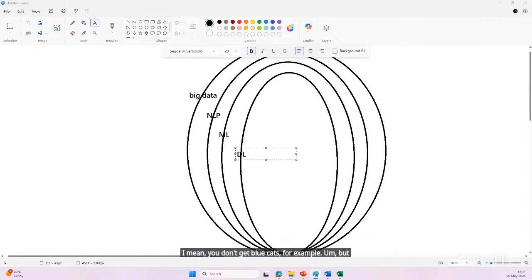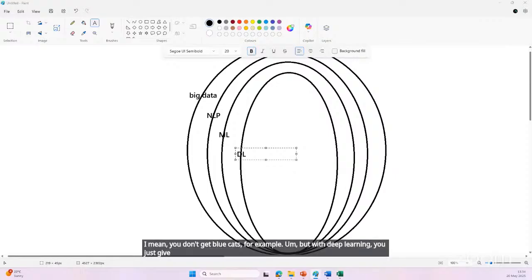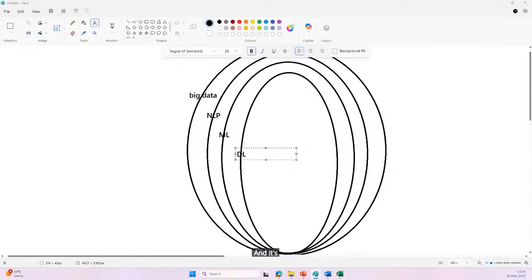But with deep learning, you just give it thousands of cat photos, and it's going to figure out the patterns on its own. So there's no need for us to tell it what to look for. It kind of figures it out on its own.